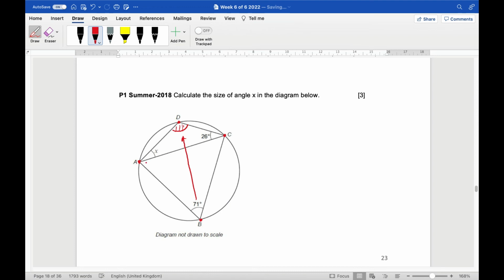Then to get x, I'm just looking at the little triangle. If I know this one and know this one, I can work that one out. And the reason in there is angles in a triangle add up to 180, but I'll leave you to get the answer.